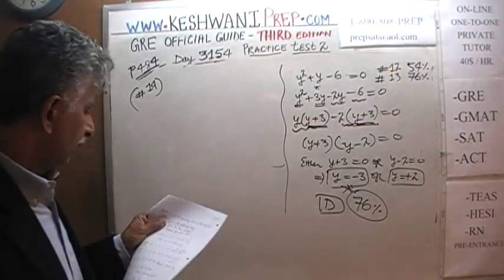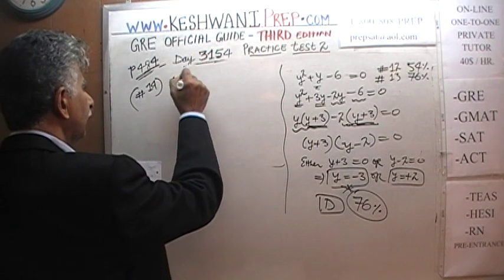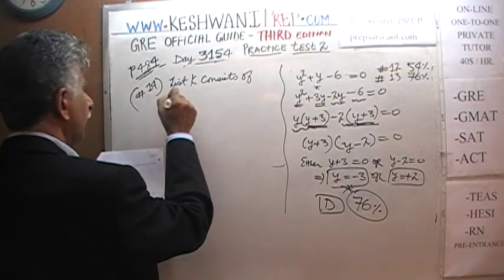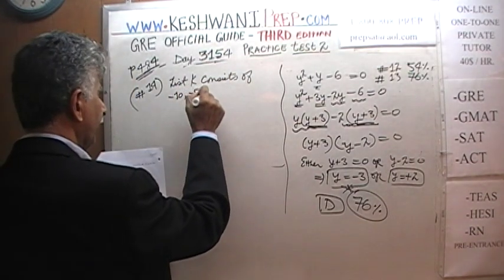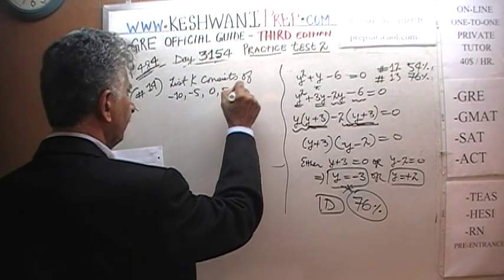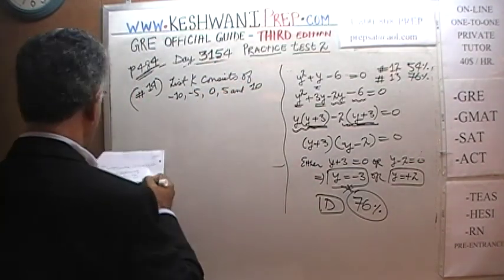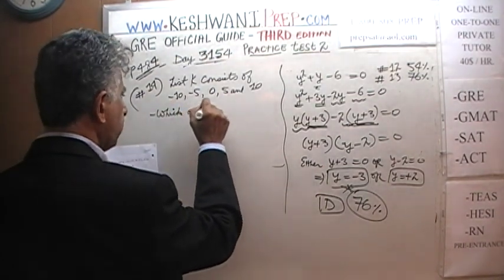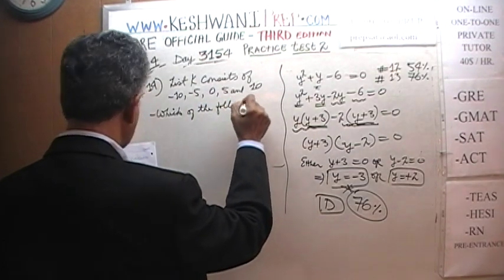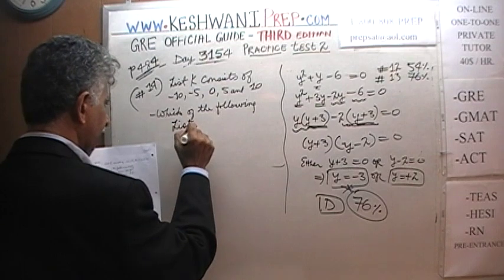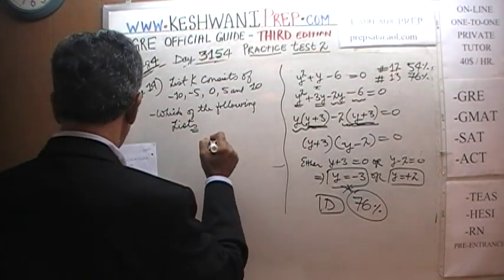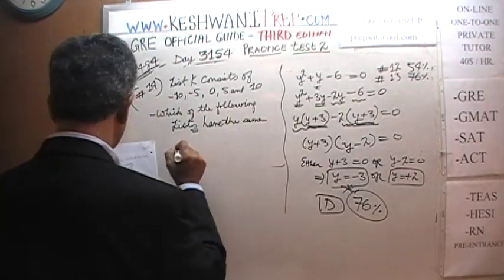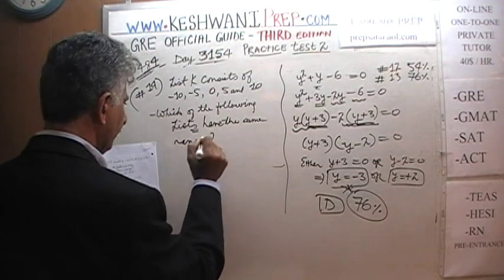Number 14 gives us a list. List K consists of negative 10, negative 5, 0, 5, and 10. The question is, which of the following lists, plural, do you understand, have the same range? Which of the following lists have the same range?